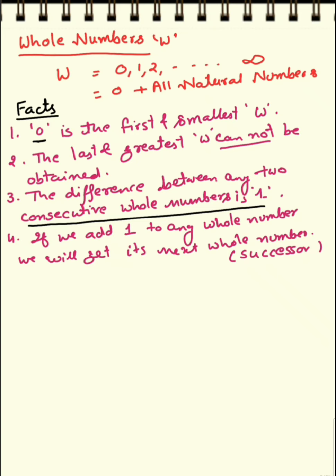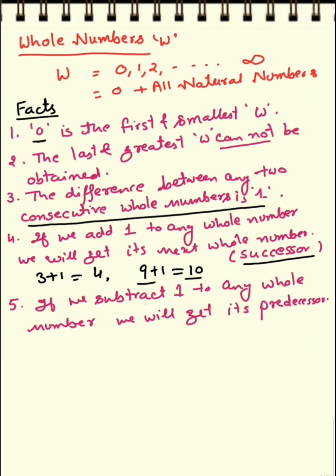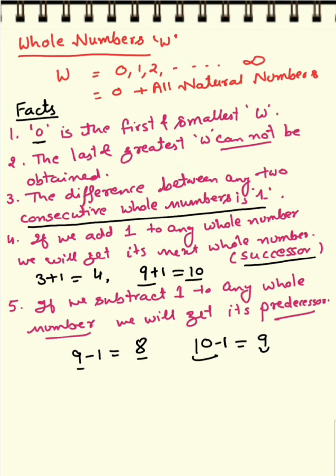Next is similar to natural numbers. If we add 1 to any whole number, we'll get the successor of that number. For example, 3 plus 1, I will get the successor of 3, 4. 9 plus 1, I'll get 10, the successor of 9, like this. And fifth, if we subtract 1 from any whole number, we will get its predecessor. Similarly, 9 minus 1, I'll get the predecessor of 9, which is 8. 10 minus 1, I'll get 9, the predecessor of 10, like this. All whole numbers have their predecessor, but 0 has no predecessor.